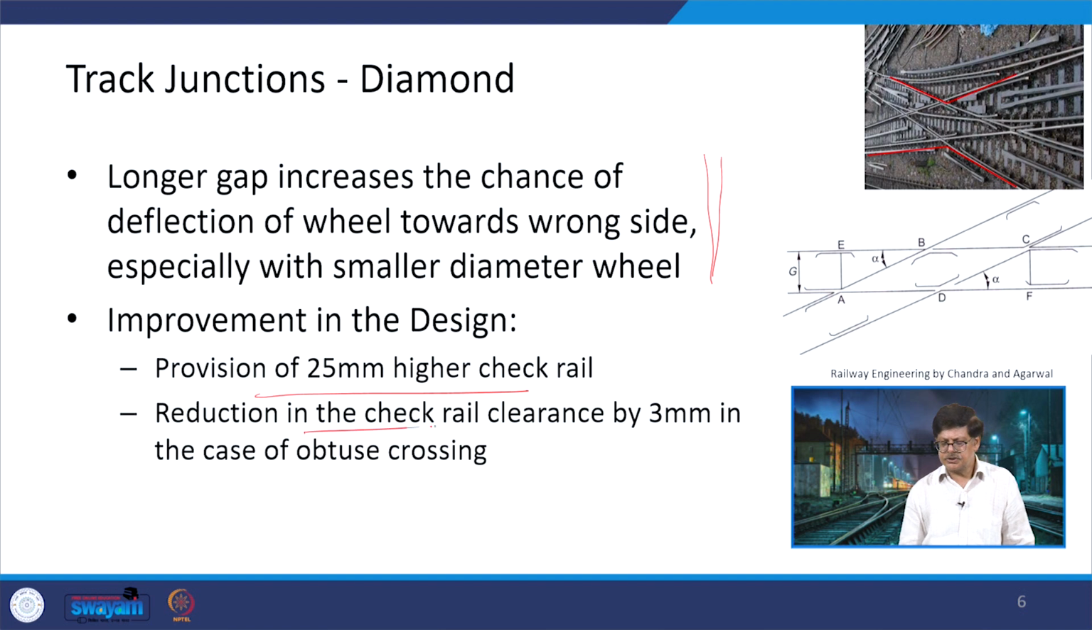Then there is a reduction in the check rail clearance by 3 mm in the case of an obtuse crossing. So, if it is an obtuse crossing, then with respect to the check rails, the clearance is reduced by 3 mm.